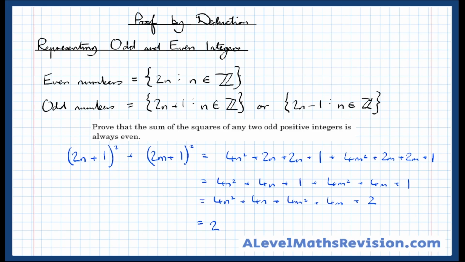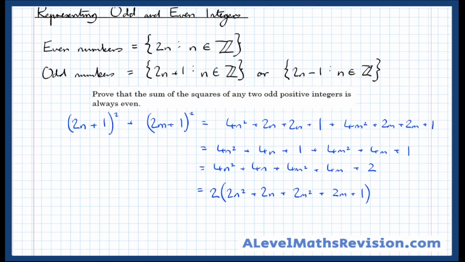So we take out a factor of 2, we get 2 times (2n squared plus 2n plus 2m squared plus 2m plus 1), and we've shown it's even because it's a multiple of 2. So let's conclude. Every proof needs a conclusion.